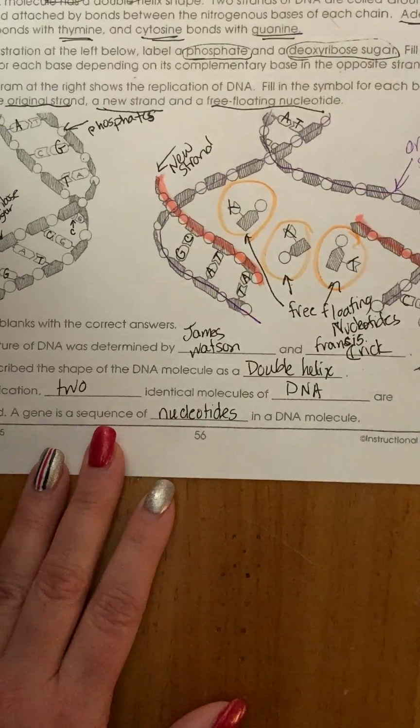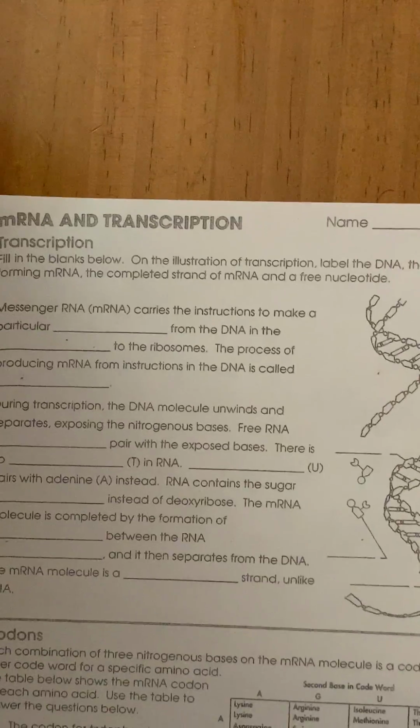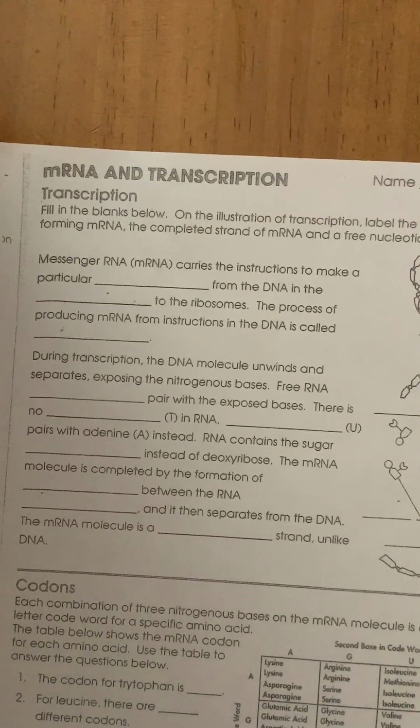Okay, so that's page 1 of the notes. Now page 2 is new stuff. Okay, we talked about last week the 3 different types of RNA and the differences between RNA and DNA. Obviously the sugar, ribose versus deoxyribose.